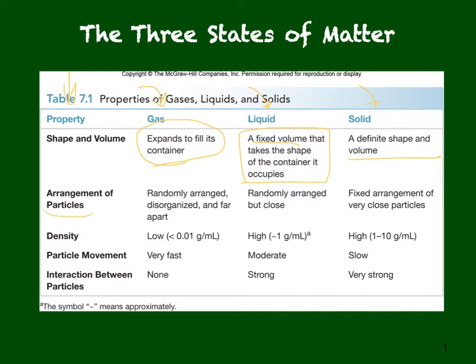The arrangement of the particles: in a solid we have a fixed arrangement. Particles are very close together. They are held rigidly in place. In a liquid, the particles are still close together, but they are jumbled all over each other, and they have the ability to flow.